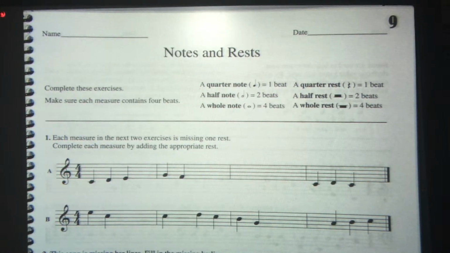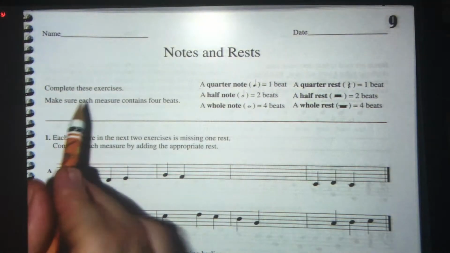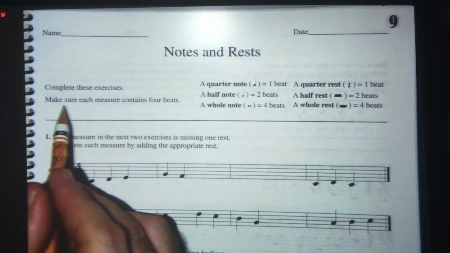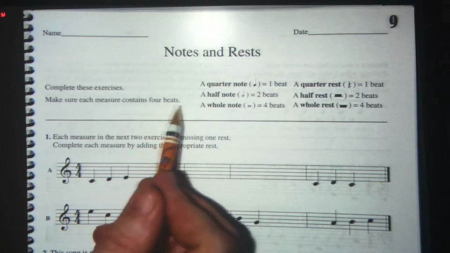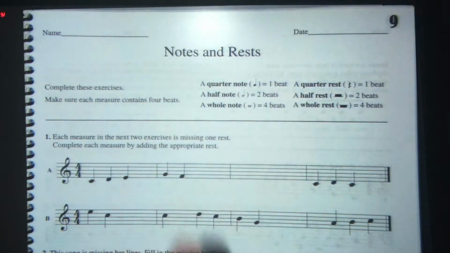This is page 9, Notes and Rest out of your music theory book. Complete these exercises and make sure each measure contains 4 beats. So every example on this page is going to be in 4/4 time. You can see that on the far left next to the clef of each staff.